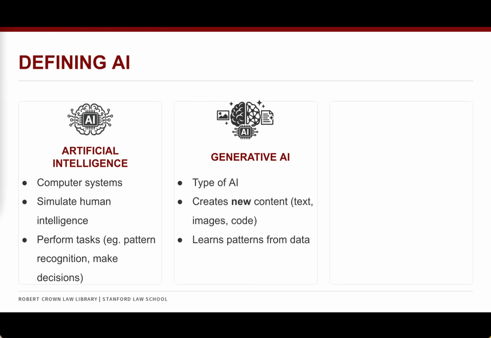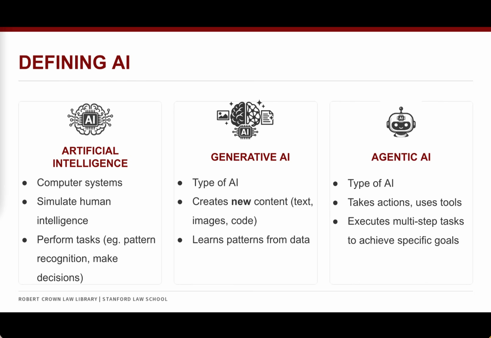Generative AI is a subset that creates new content, text, images, code, from scratch by learning patterns from data. Agentic AI goes even further. It not only generates responses, but can take actions, use tools, and execute multi-step tasks to achieve goals.